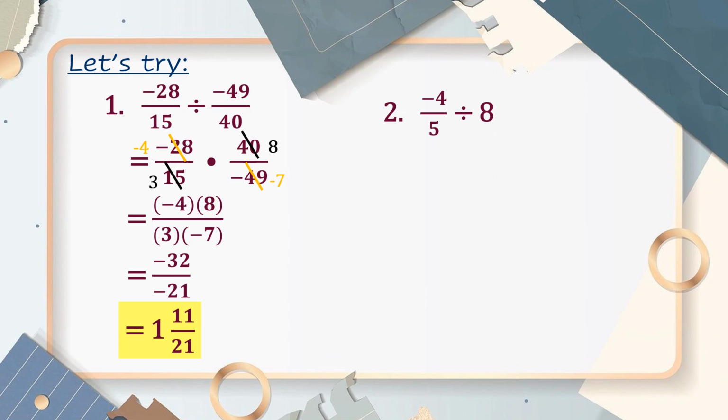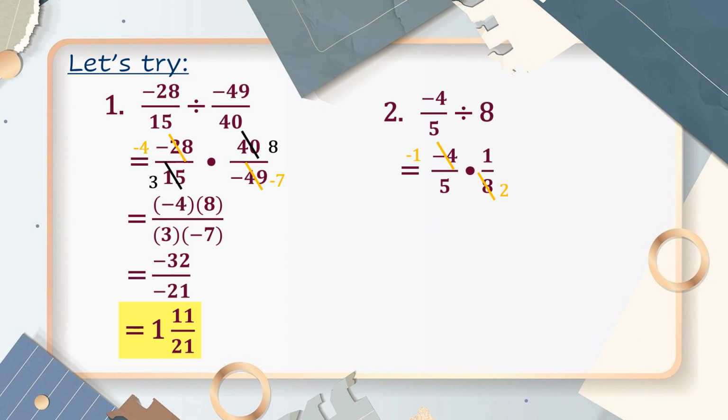Next example is negative 4 over 5 divided by 8. Si 8, gagawin nating 8 over 1. So, from divide, gagawin nating multiply. And then, i-reciprocal natin si 8. That will be 1 over 8. So, as you can see, pwedeng i-cancel si negative 4 at si 8. Pareho silang pwedeng i-divide kay 4. So, negative 4 divided by 4 is negative 1. Then, 8 divided by 4 is equal to 2.